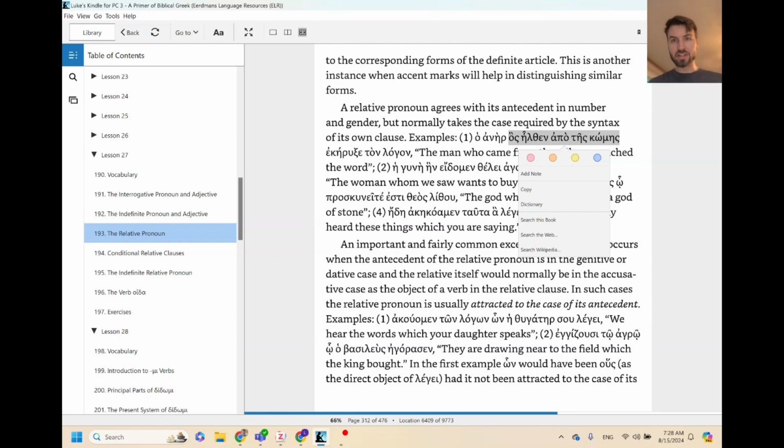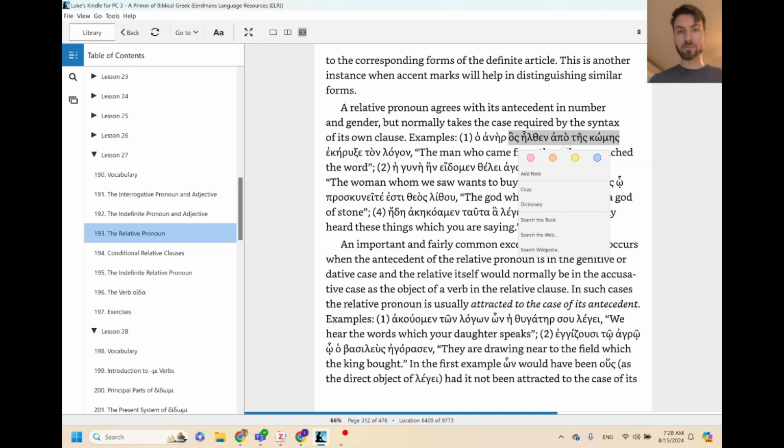So here you can see hos is modifying aner, and it's nominative masculine singular. Okay, it's masculine singular, because it's referring to the man, which is also masculine singular. It's nominative because it's the subject of elthan. So the man who, or we could insert the man again, the man came from the city. It's the subject of elthan, so it's in the nominative.